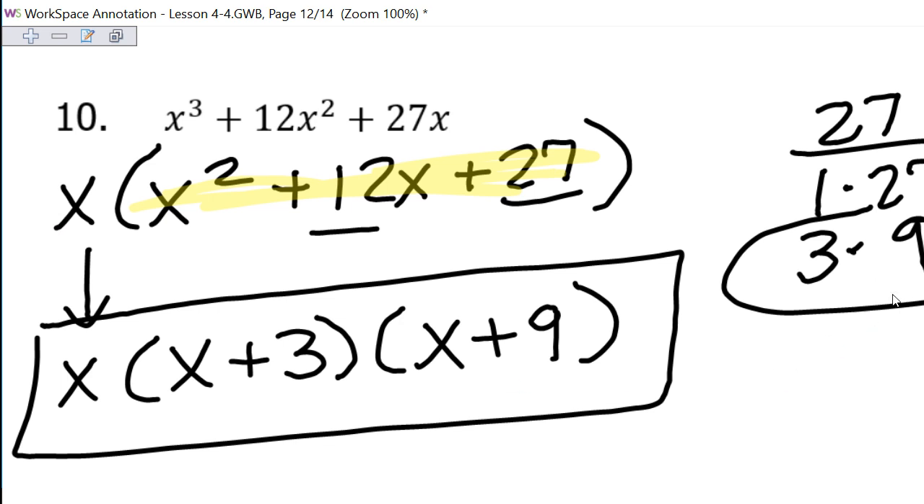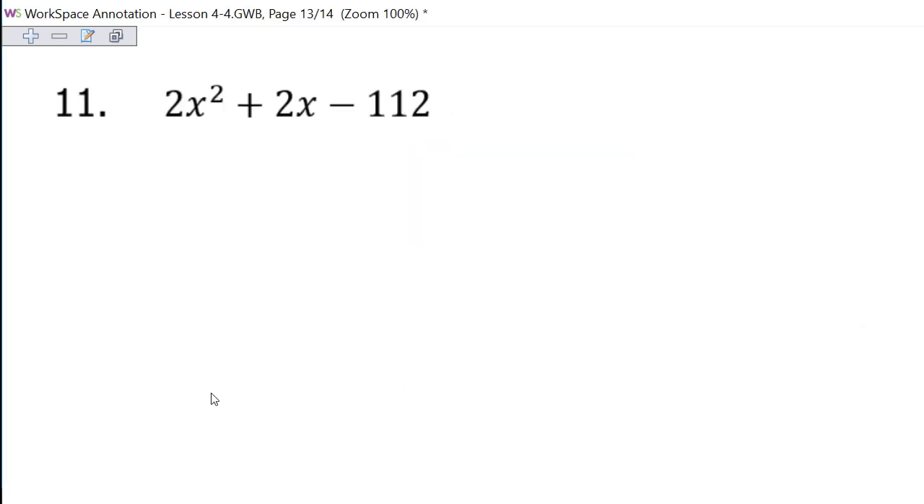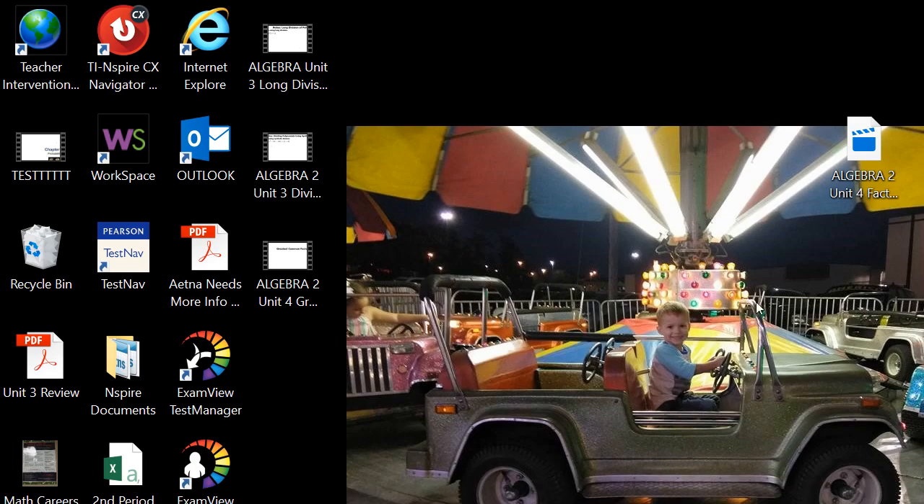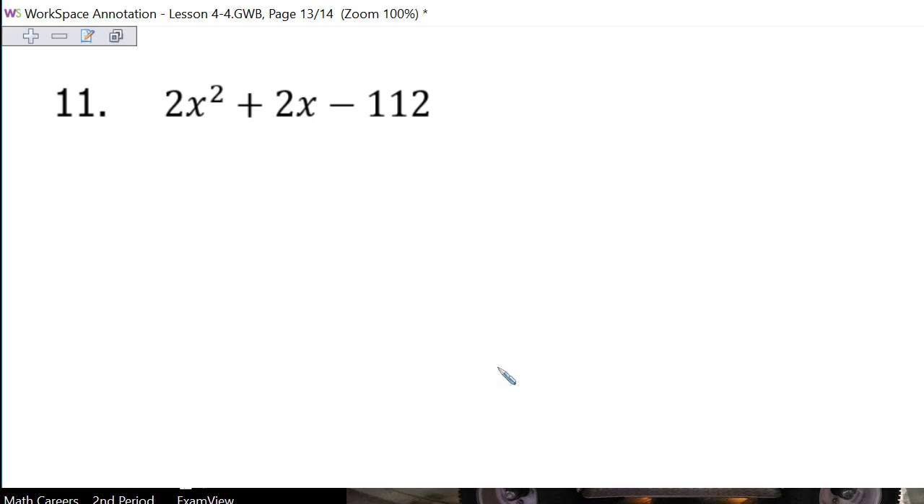Next one, number 11. Okay, number 11. Again, if it's larger than a 1x squared, look for a GCF. So for problem 11, what's the GCF? 2. So factor out the 2.